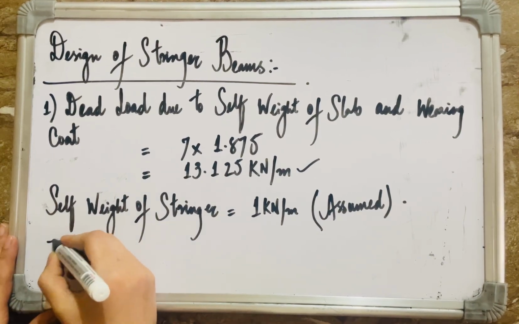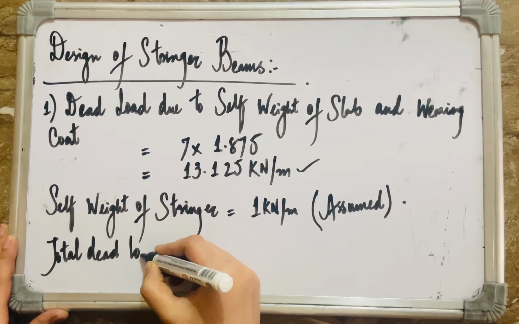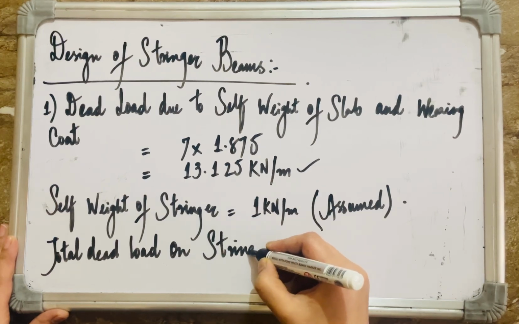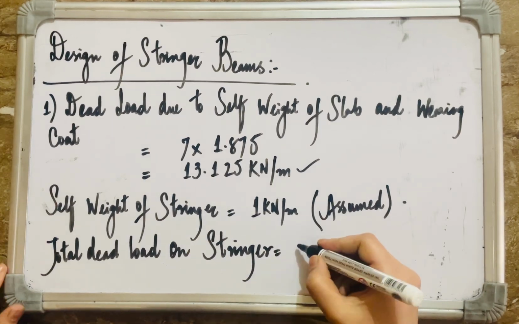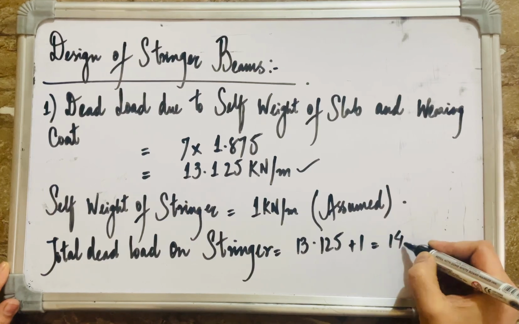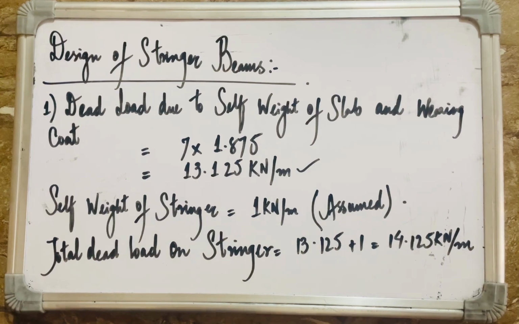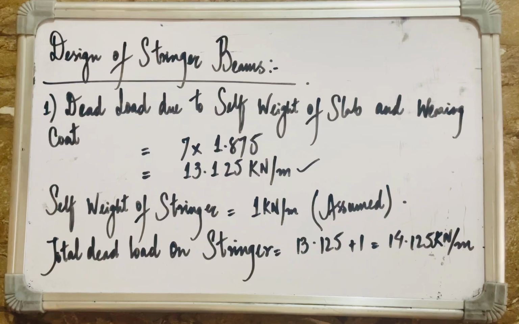So total dead load on the stringer will be the summation of the two: 13.125 plus 1, that is equal to 14.125 kilonewton per meter. Please be mindful of the units. All right, 14.125 kilonewton per meter is the total dead load on stringer.